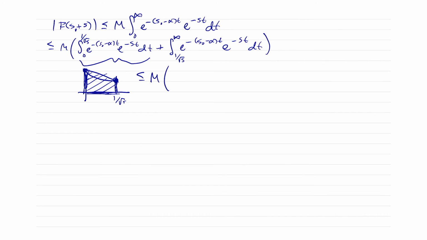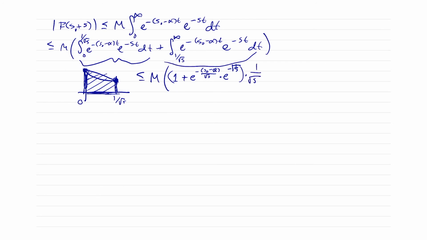So at t equals 0, we just get 1, and at t is 1 over square root of s, we get e to the minus s naught minus alpha times 1 over square root of s times e to the minus square root of s, because t is 1 over square root of s, and so that cancels one of those. Right, and so we have this. And then this is multiplied by 1 over square root of s.